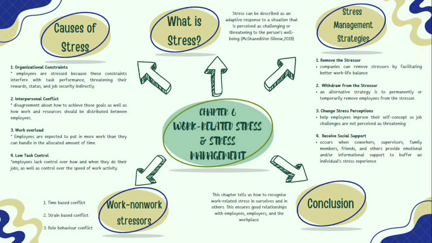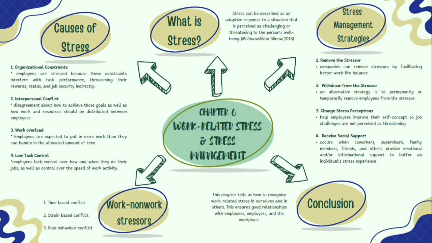Last but not least is low task control. Low task control means that employees cannot control how and when they do their job, as well as the speed of work activity. On the work non-work stressors. First is time-based conflict. It refers to the challenge of balancing time demanded by work with family and other non-work activities. Reasons may be longer working hours, inflexible work schedules, business travel, and rotating shifts.